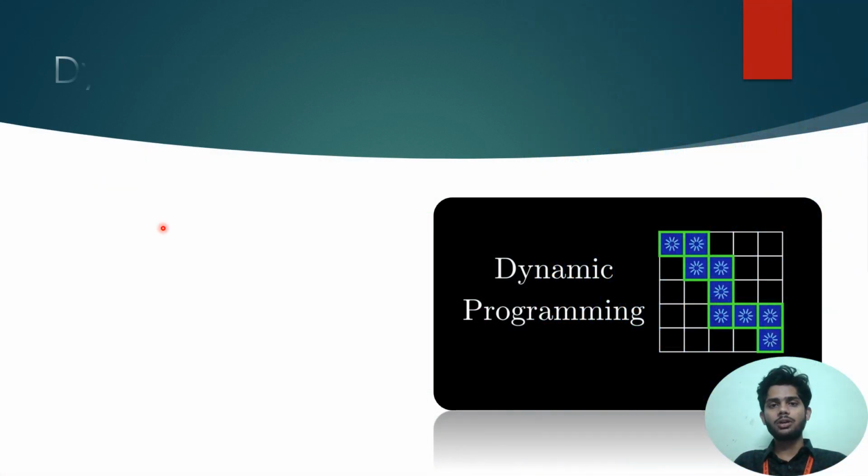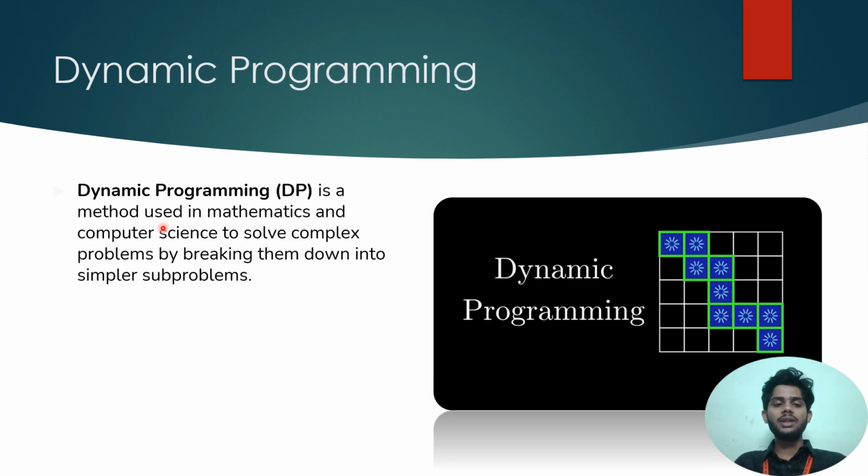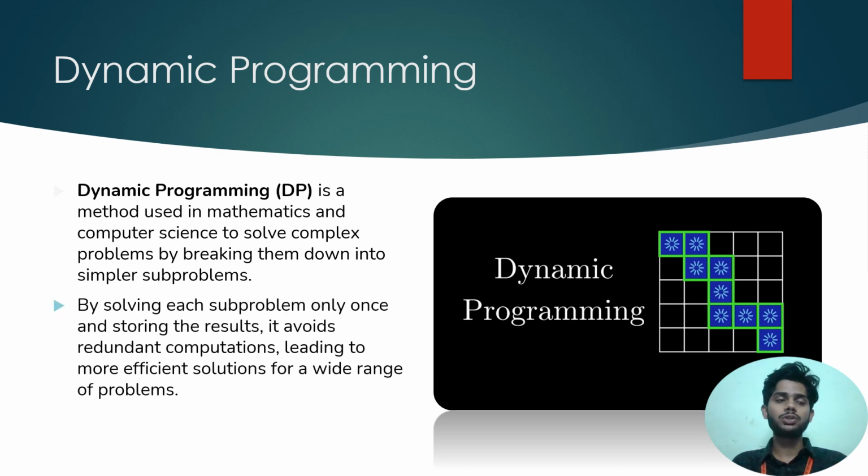So let's start our topic by discussing dynamic programming. Let's see what is dynamic programming. Dynamic programming is a method used in mathematics and computer science. It is used to solve complex problems by breaking them down into subproblems. The solution of each subproblem is stored as a result. At last, those solutions of the subproblems are combined together to form the solution of the complex problem.